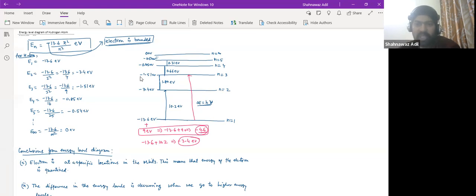So remember, in the Rutherford model, we cannot explain these energy levels, right? But with the Bohr's model, we can explain these discontinuous or discrete energy levels. That was the benefit or advantage of the Bohr's model, right?